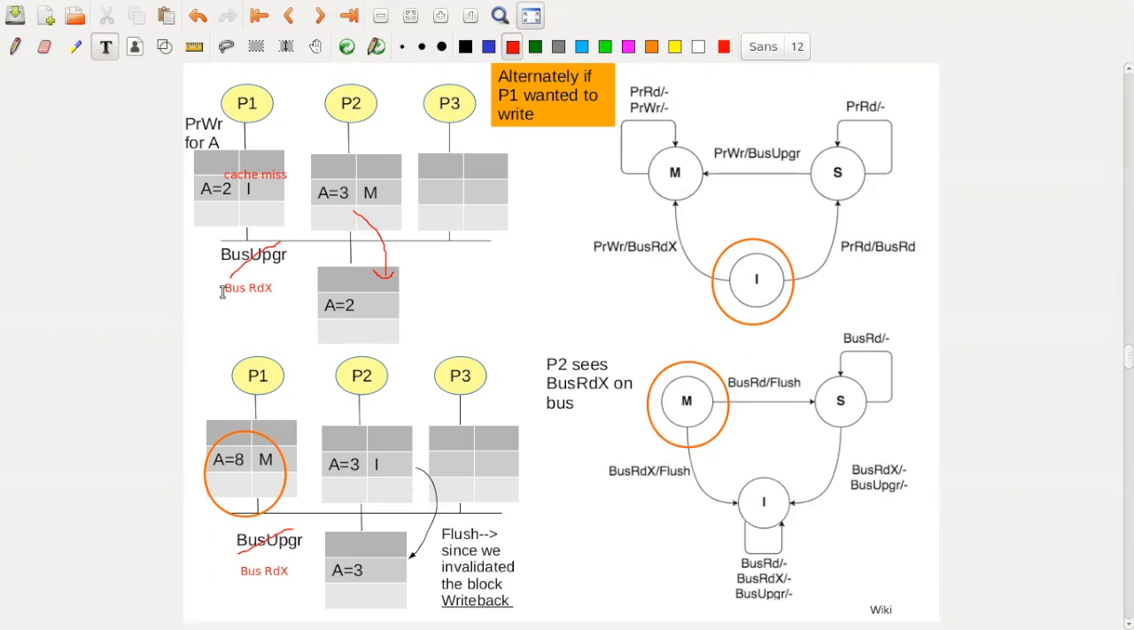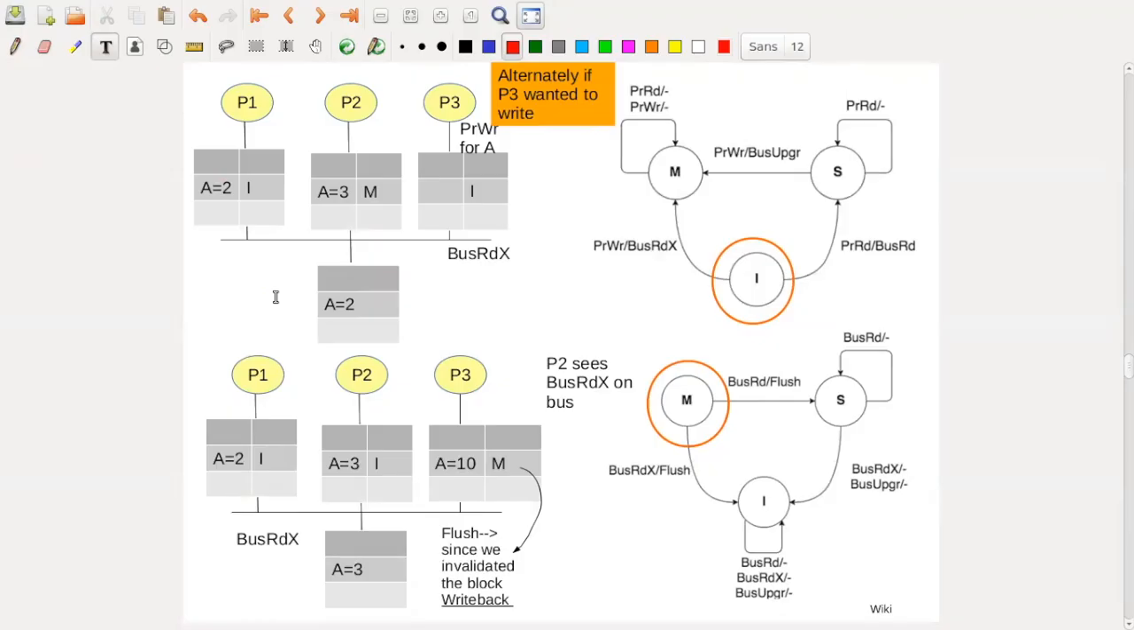Okay, so we have now described bus read, bus upgrade, and bus read X, and also the flush signals on the bus. So let us alternately see the same I and M state, but let's say P3 wanted to write. Now P3 wanted to write. If P3 wants to write, again, it is in the invalid state, which means it is going to be a cache miss, and therefore it's going to issue a bus read X signal. Now the I state is going to change to M state, because whenever we want to write, we're going to change to M state and write the new value.